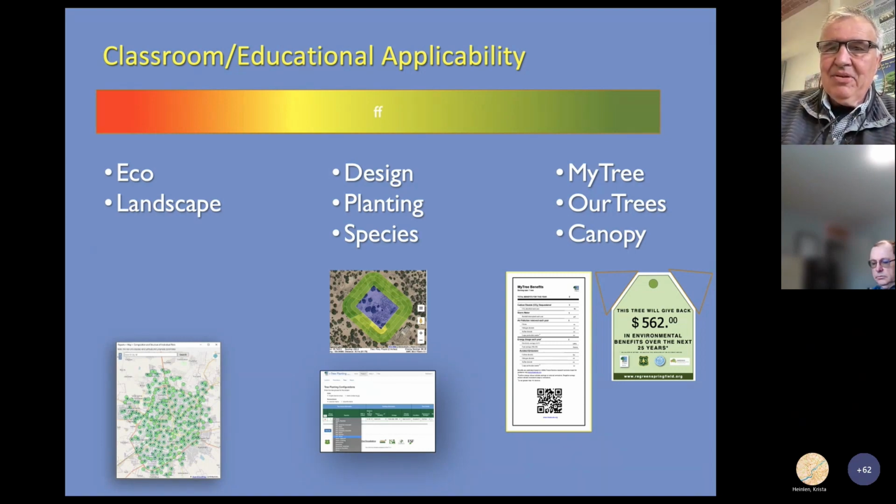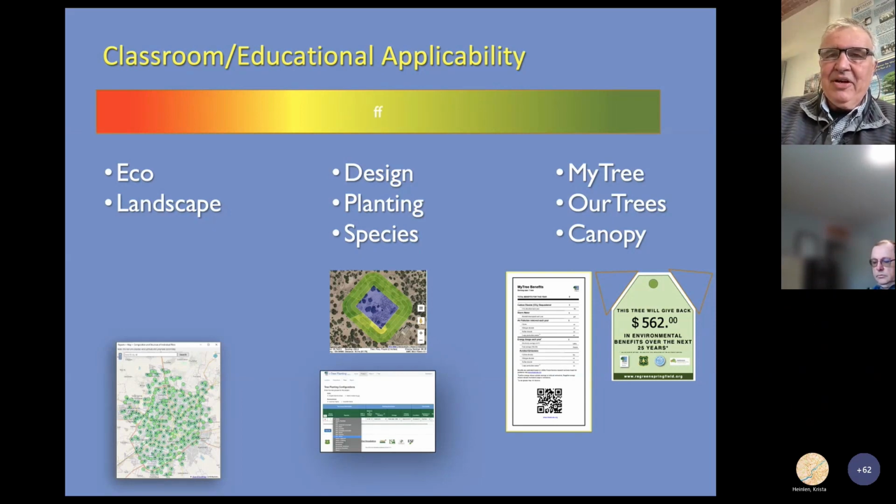So the fact that we're able to show a student and come up with the report right here in a visual format and have them make tags that they can hang on a tree. My tree, and I talked to you about my tree earlier in the course. It's really a great opportunity to introduce the students at all levels to the iTree suite, but more importantly, to look at the benefits, ecosystem services, and how trees are playing a major role in their urban landscape. And then our trees and canopy.